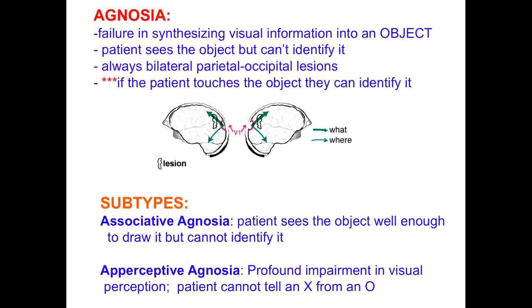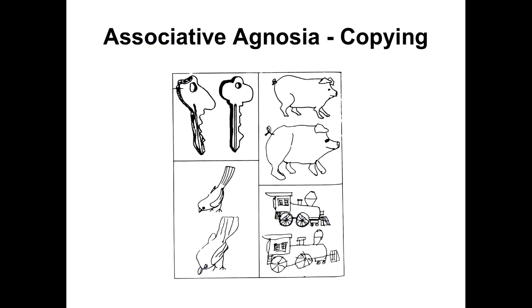There are two subtypes. I'll show you both. This is the most common type. The patient can see the object well enough to draw it, but they can't identify it. They just can't extract enough information. And then there's a very severe form, which is called aperceptive. These are rare as hen's teeth. These patients really can't even tell an X from an O. They have a very profound disintegration of vision. I'll show you a couple of movies of these patients.